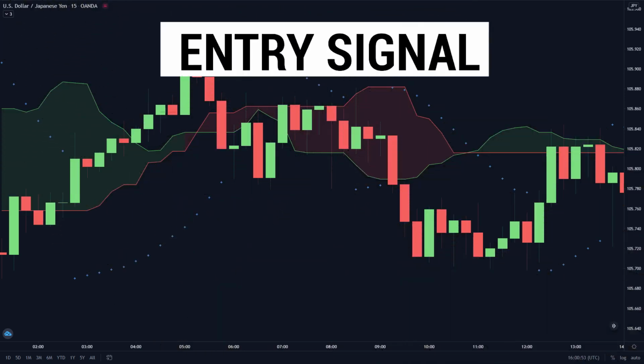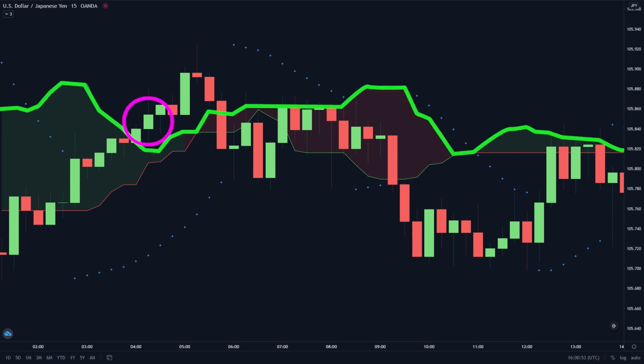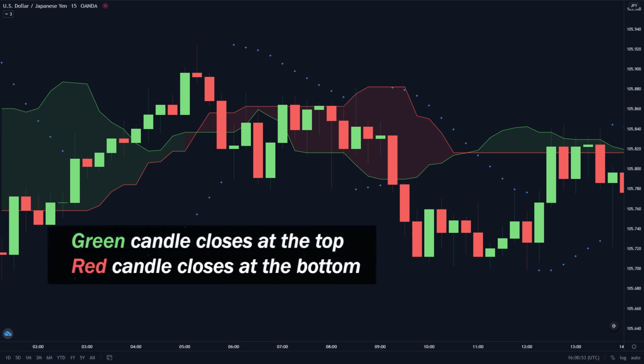So for our entry signal, when the candle is above the cloud and the parabolic SAR is below the candle, you take a long position. So you would enter a position here. Remember, the parabolic SAR is a lagging indicator, so you always buy from a candle's close.